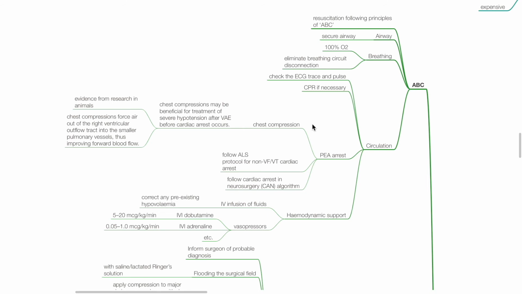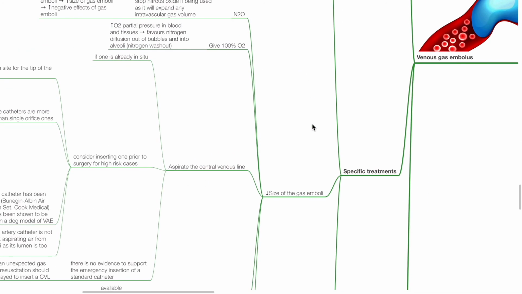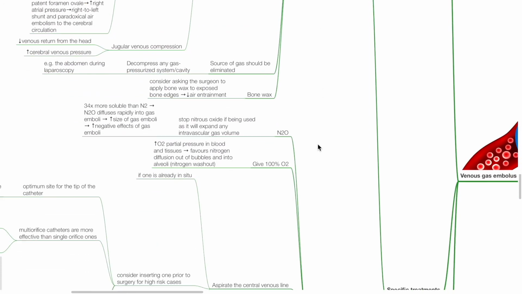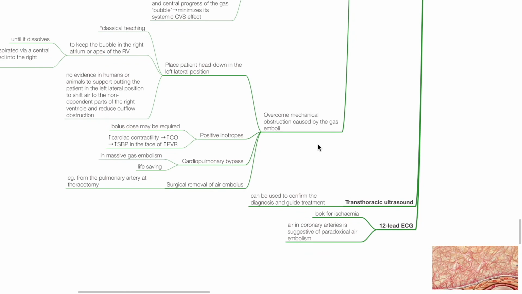Hemodynamic support with IV fluids and vasopressors. Correct pre-existing hypovolemia. Specific treatments include prevention of further entrainment of gas or air from entering the circulation, reducing the size of gas emboli, and overcoming mechanical obstruction caused by the gas emboli.